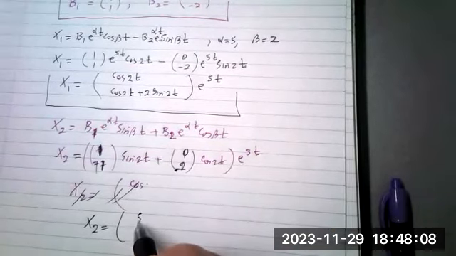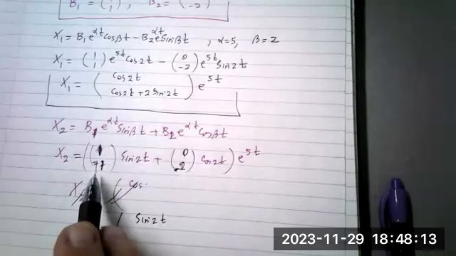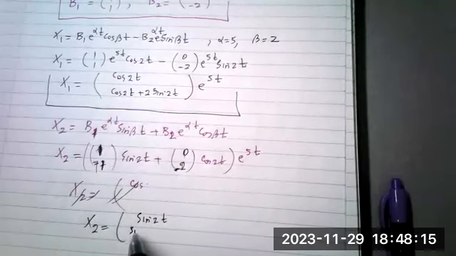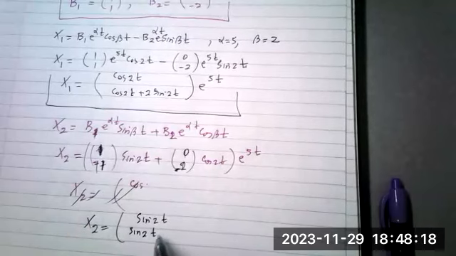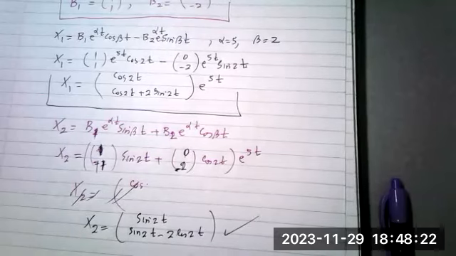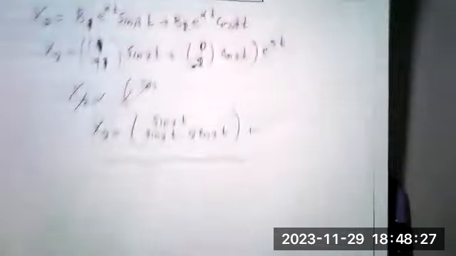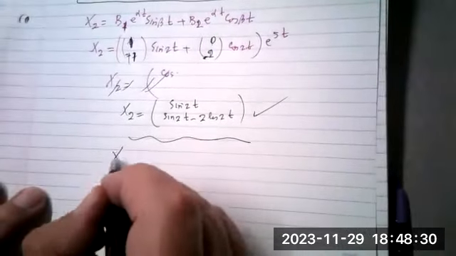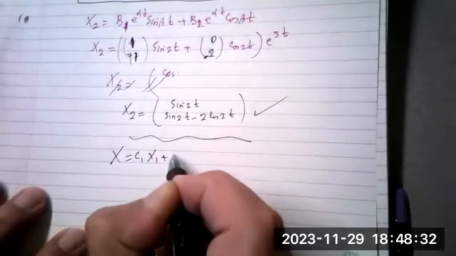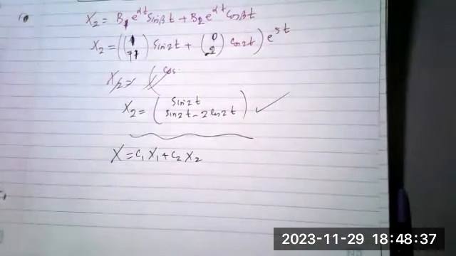Okay, so the first part is going to be sine of 2t, sine of 2t, and the second part is going to be sine of 2t minus 2 cosine of 2t. This is x1 and x2, of course. x would be c1 x1 plus c2 x2. Since the system is given in matrix form, you give the answer in matrix form.